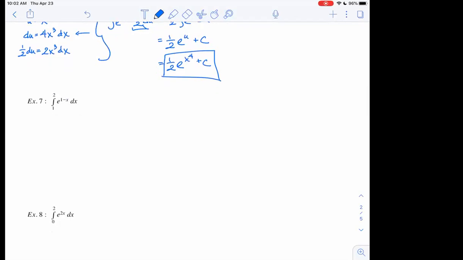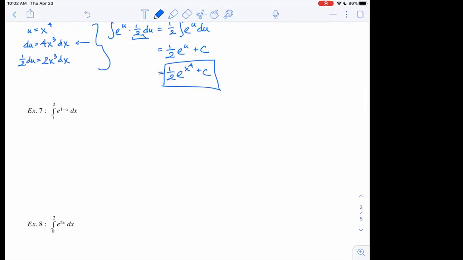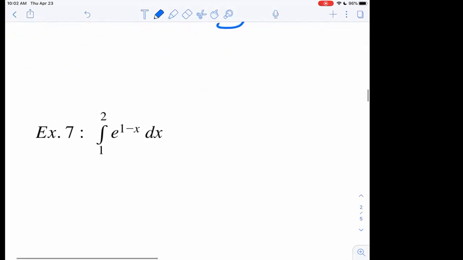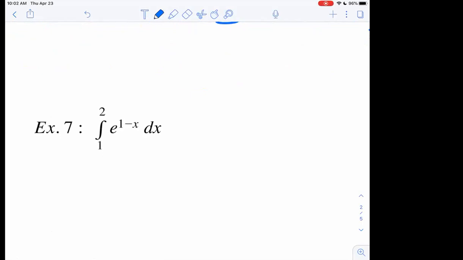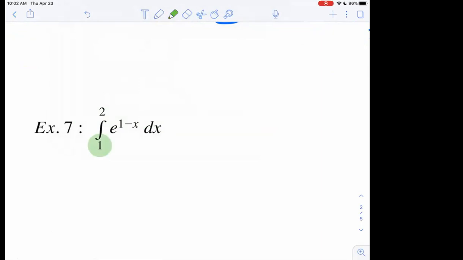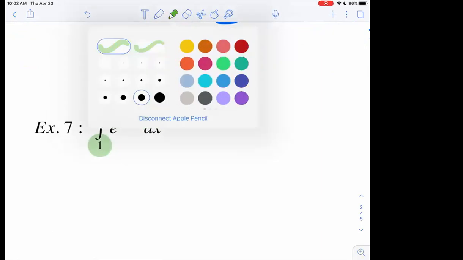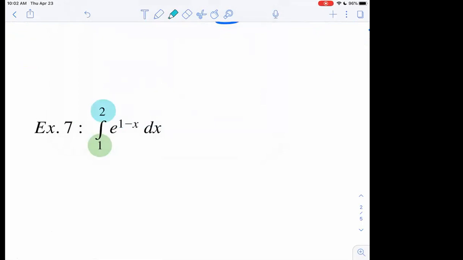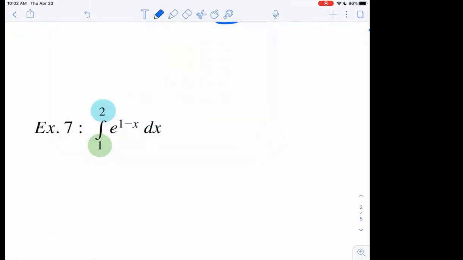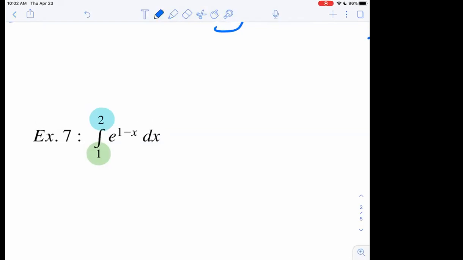All right, well, in the meantime, let's go ahead and move on to example 7, okay? So let's do example 7 together, and then we'll do some of those other ones as practice, all right? So the difference between this one and all the other ones is now I have bounds. So I have my bottom bound of 1, and I have a top bound of 2. And so if I need u substitution, I'm gonna have to substitute those as well, all right? So let's look at this problem.